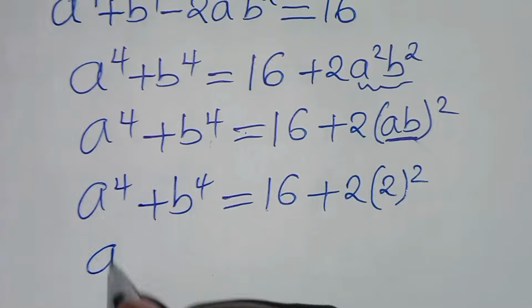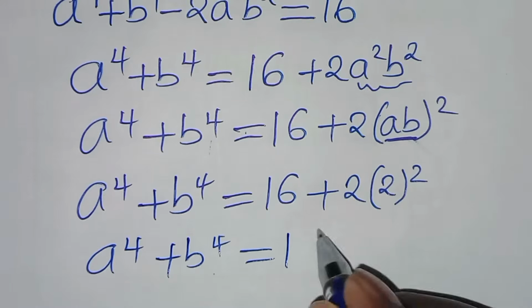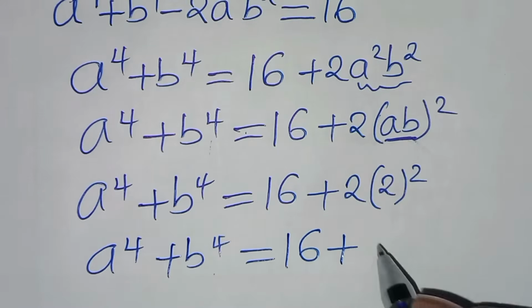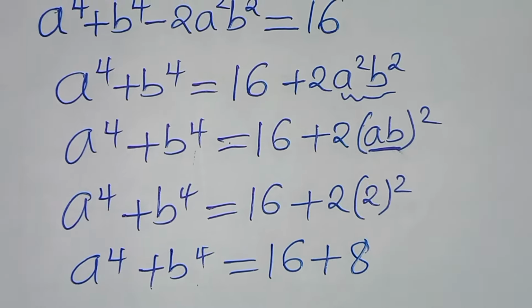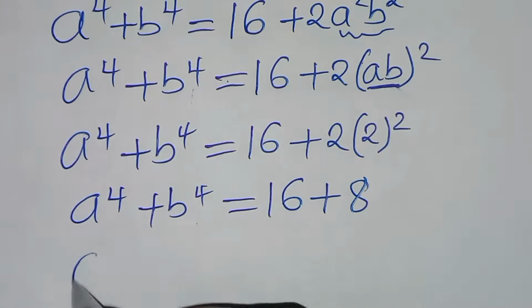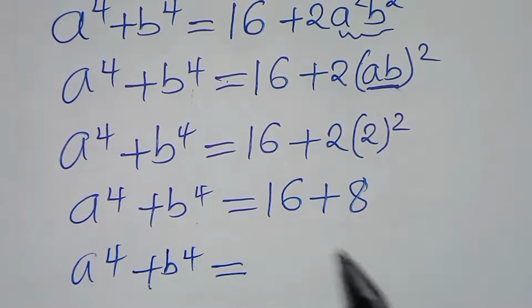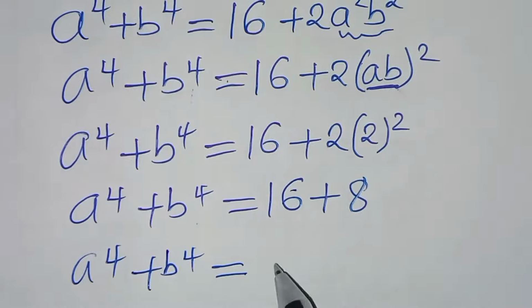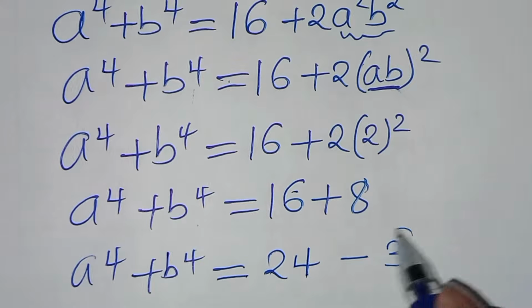So we have a to power 4 plus b to power 4 equal to 16 plus 2 squared, which is 4, times 2. This is equal to 8. So we have a to power 4 plus b to power 4 equal to 16 plus 8, which is equal to 24. Let's call this equation 3.